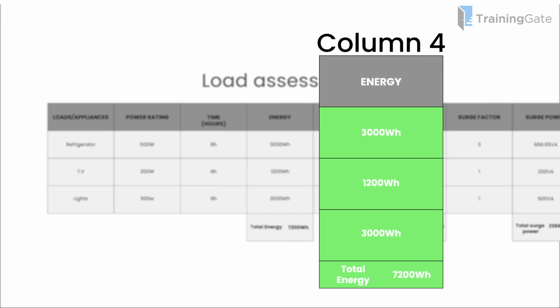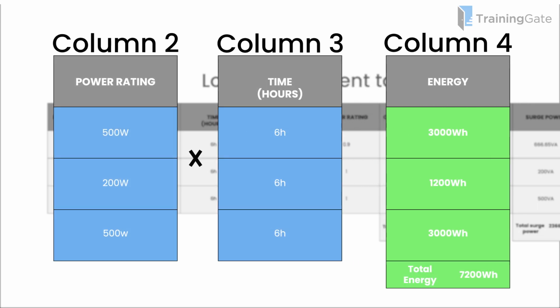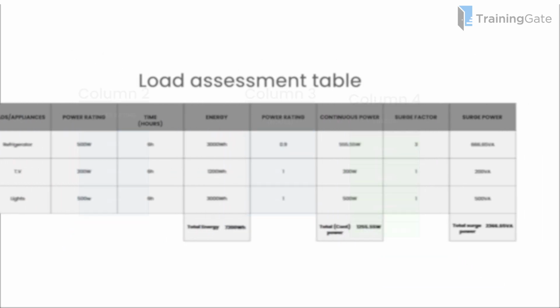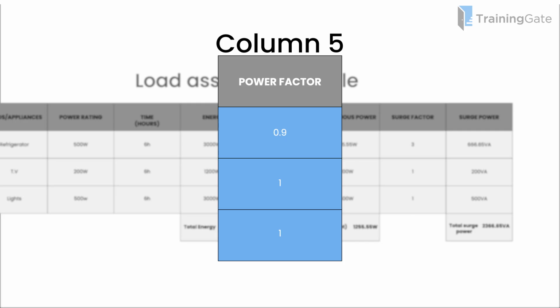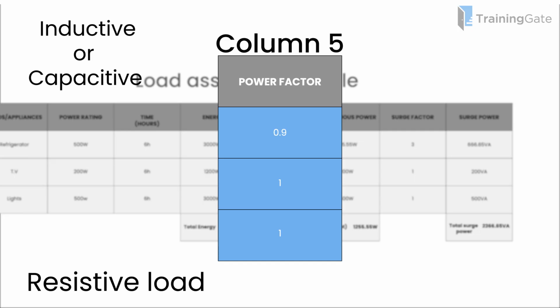Column 4 multiplies the number of hours with the average power rating to determine the energy usage in watt-hours for each load. Once all the values in column 4 are accumulated, the total energy usage during an outage has been determined. Column 5 lists the power factor for the loads. This is typically used for inductive or capacitive loads. However, if they are a purely resistive load, a power factor of 1 will be used.